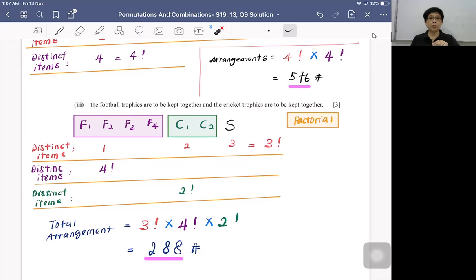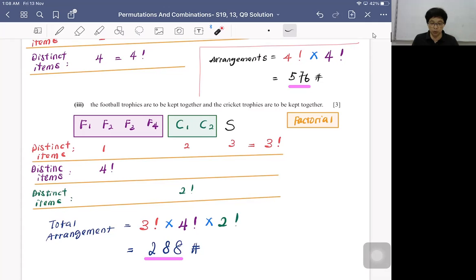Now you go forward one more step, then to analyze within the 2 cricket trophies. They are considered 2 distinct items, 2 different trophies that you will juggle around. Okay, and that is given to us. There's only 2 choices. You can put this trophy here and this trophy here, or the other way around. Now do not worry about that because we have calculators to assist us.